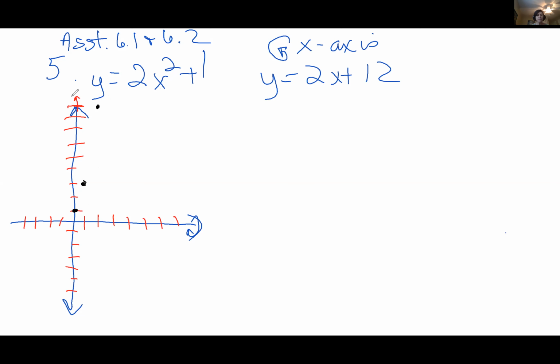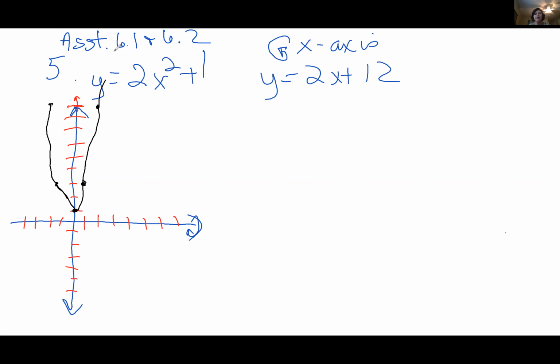All right. Now, I can use symmetry to get these points on, correct? Yeah. All right. And I could sketch this graph. Ooh, sorry. It is so hard to draw on this screen.